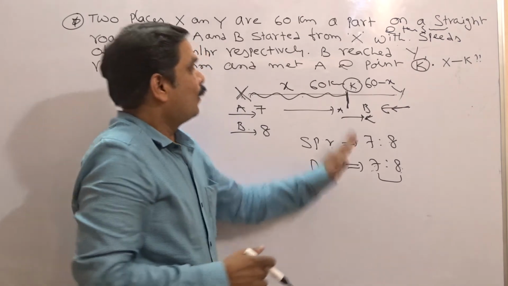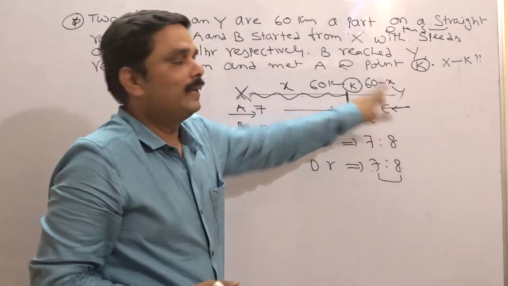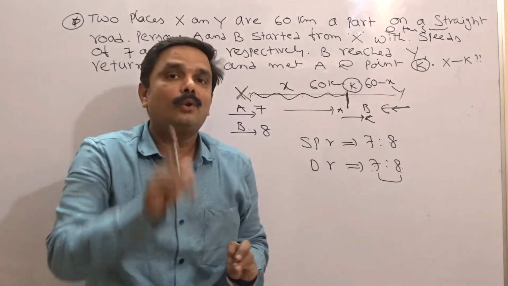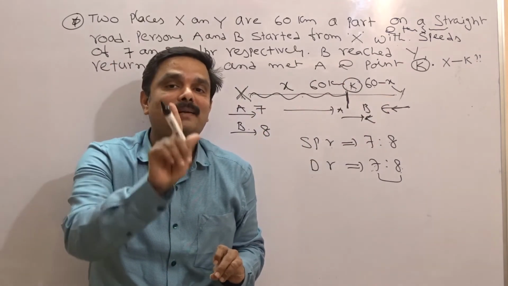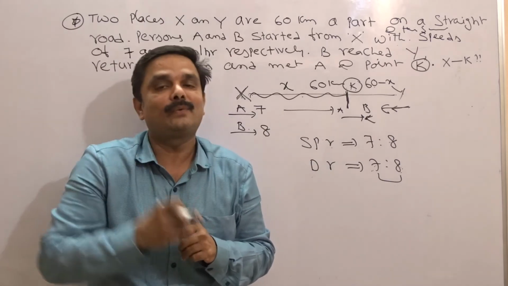Right? So now, what is the total distance traveled by A and B together? Think it carefully. A and B together traveled a total of 120 kilometers in this case. Why is that 120 kilometers, or how is that 120 kilometers?